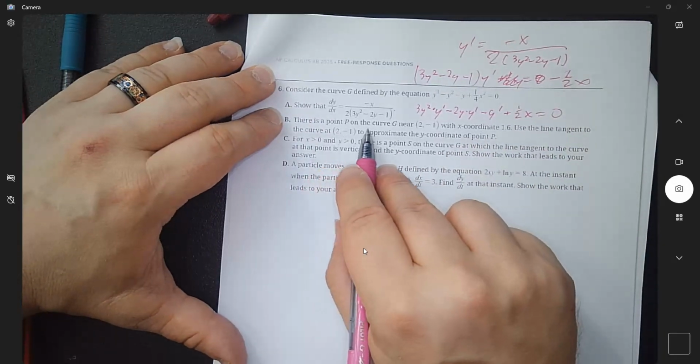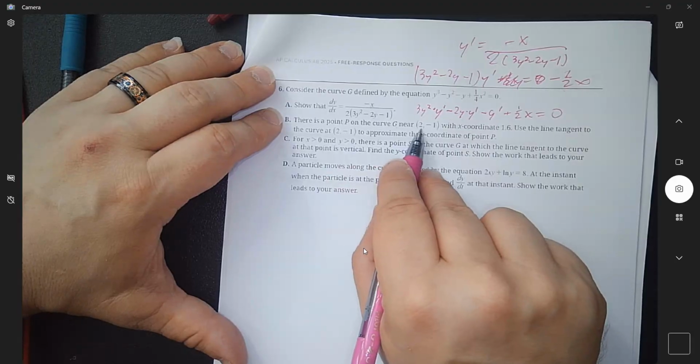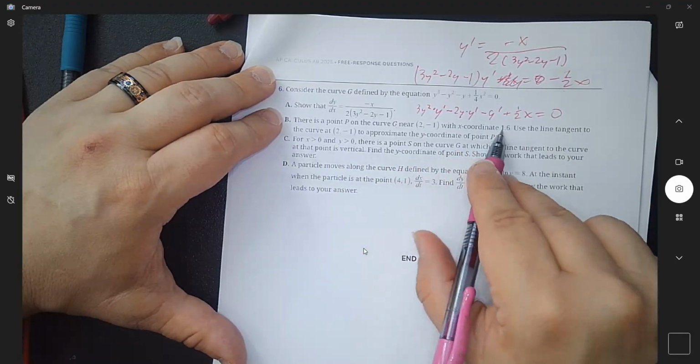There's a point P on the curve near that with x coordinate 1.6.